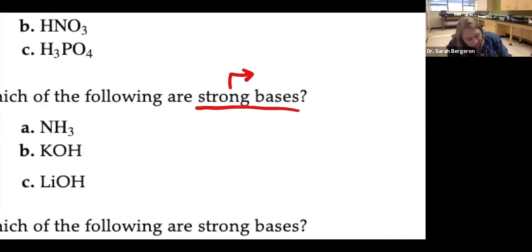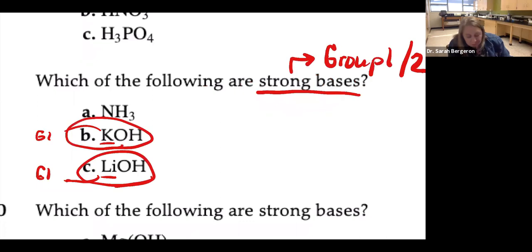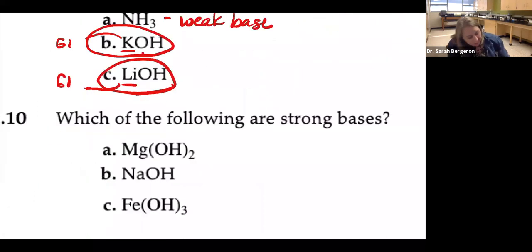Strong bases. These are our group 1 and most of group 2 metals, right? So look at the different ones. I have potassium and I have lithium. Well, I know potassium is in group 1, lithium is in group 1. So these 2 are going to be strong. My last one that I have to worry about is NH3. NH3 was one of those you had to remember. This is one that you have to remember is a weak base. Okay. All right, let's see.